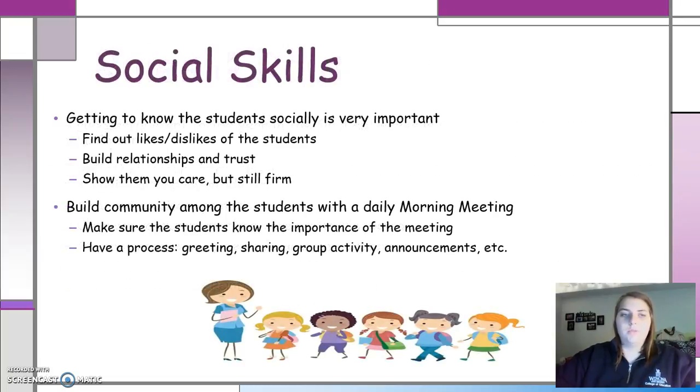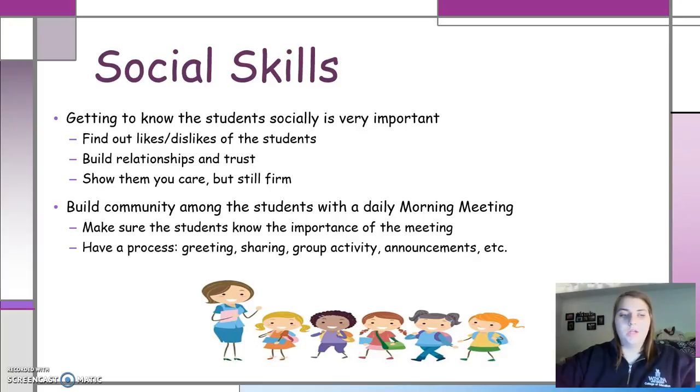And then also I think building social skills is really important. Getting to know the students socially, finding out their likes, their dislikes, and me as the teacher building relationships and trust with them, showing them that I care, but that I'm still going to be firm on things.